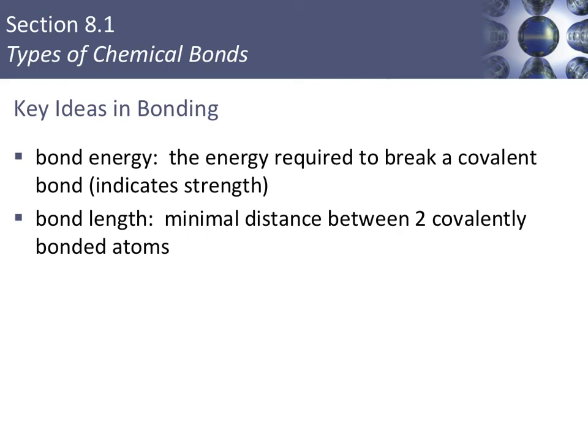Related to covalent bonding are bond length and bond energy. Bond energy is the energy required to break a covalent bond. This will indicate how strong the bond is, the more energy that's required. The bond length is the distance between two covalently bonded atoms. We will talk about the relationship between these later on in the chapter.